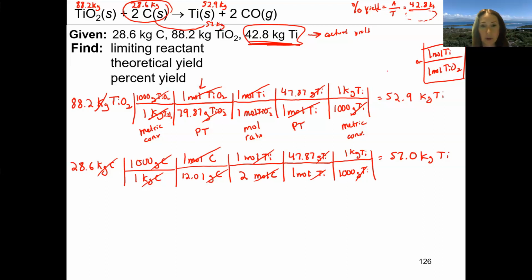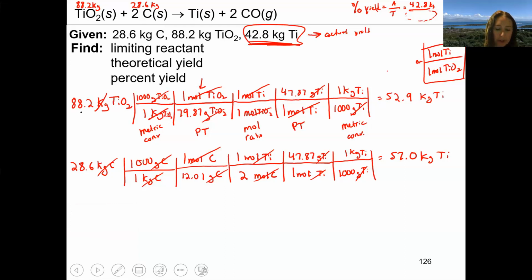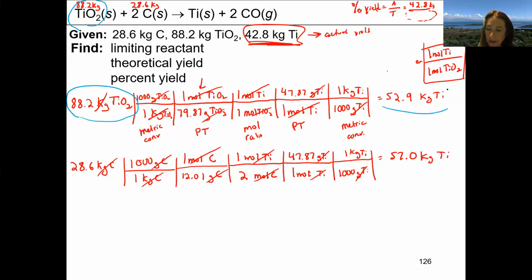One of these is my limiting reactant. So let's look at this for a second here. How can you tell which one is your limiting reactant? In short, it's the one that's smaller. But what does that even mean? So let's do a nice light blue. If we use 88.2 kilograms of TiO2, we make 52.9 kilograms of TI. We use all 28.6 kilograms of carbon, we make 57. Okay, so we need to think about that.